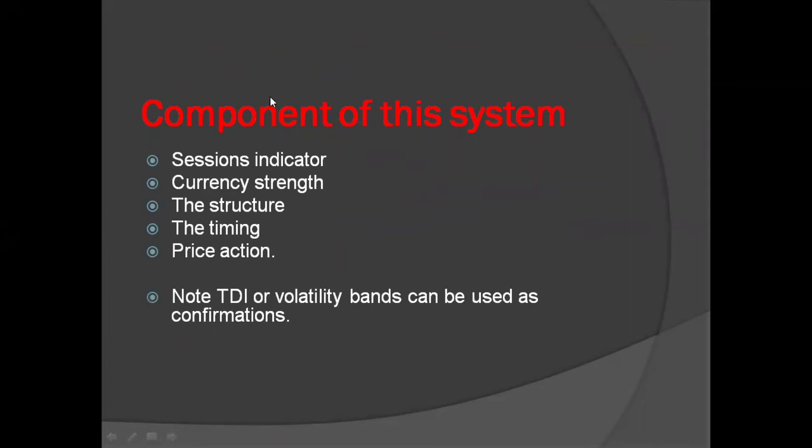All right. So we've gotten all of that information out of the way. Right now, we're going to look at the components of the system. Very, very important. All right, so we're going to explain each of these components step by step, and you'll get to understand what I mean. Now, the first component of this system is the sessions indicator.